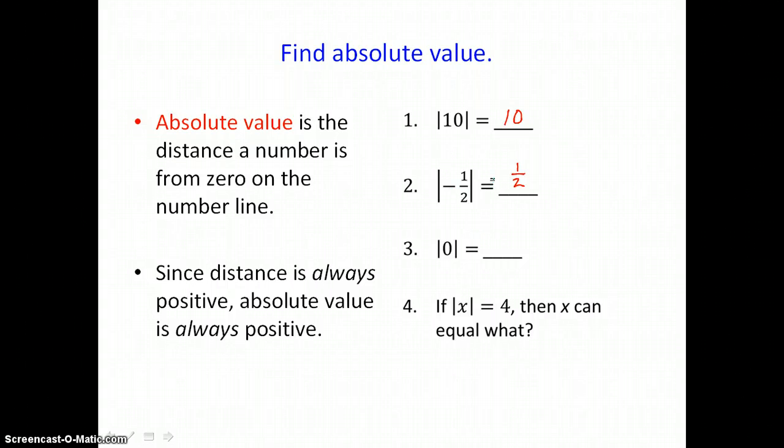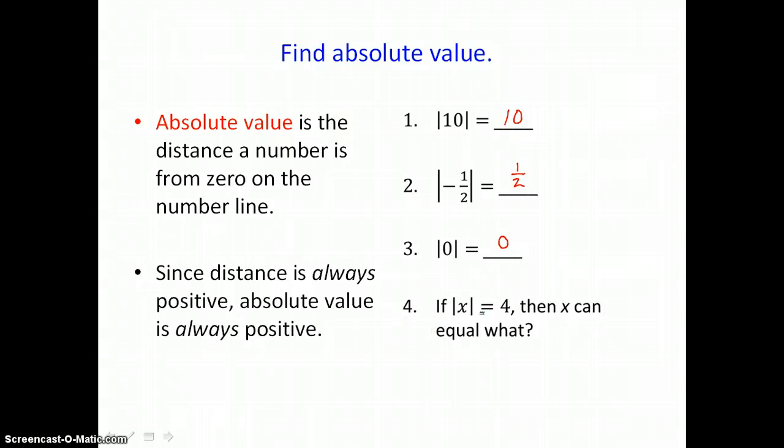Notice that whether we're taking the absolute value of a positive or a negative, we're going to get an absolute value that's positive because absolute value is distance and distance is never negative. The absolute value of 0 is equal to 0. 0 is 0 units from itself on the number line.